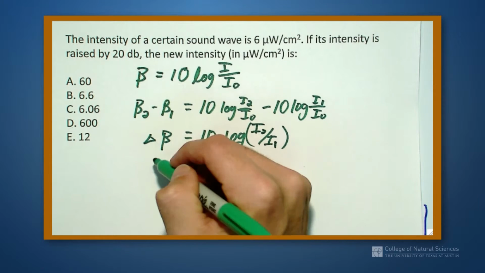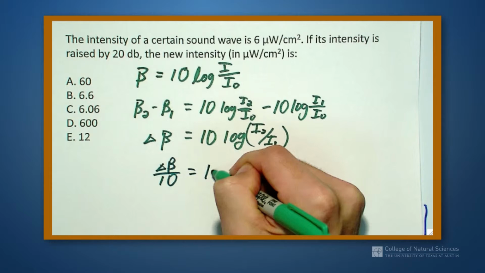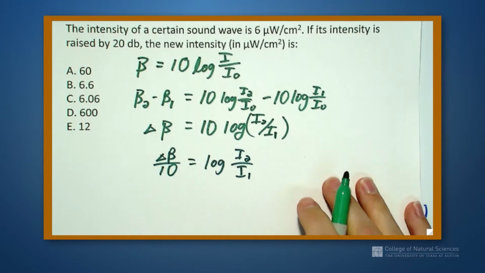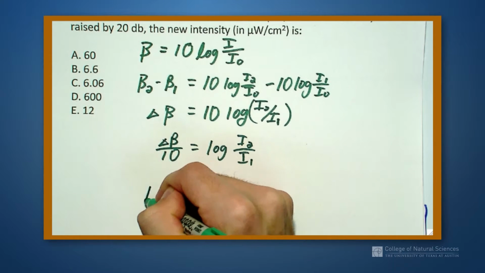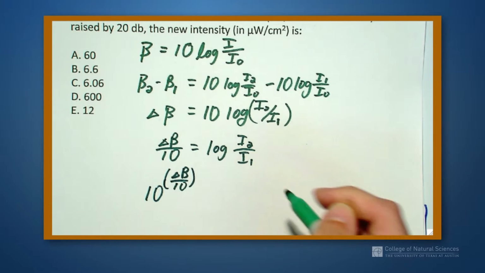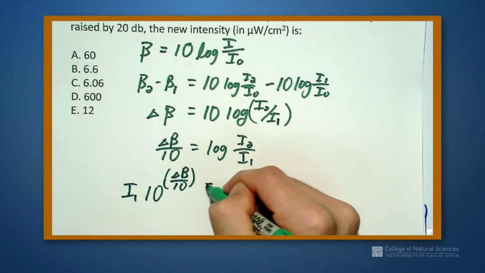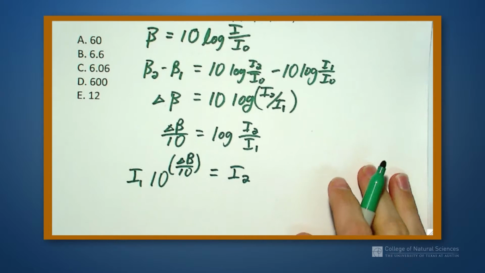I'm going to raise my initial to get I2. So this is going to be delta beta over 10 is equal to log of I2 over I1, or 10 raised to delta beta over 10, times I1, is going to be I2. It's a little involved, but nothing too terribly difficult. So let's go through and plug in the numbers.